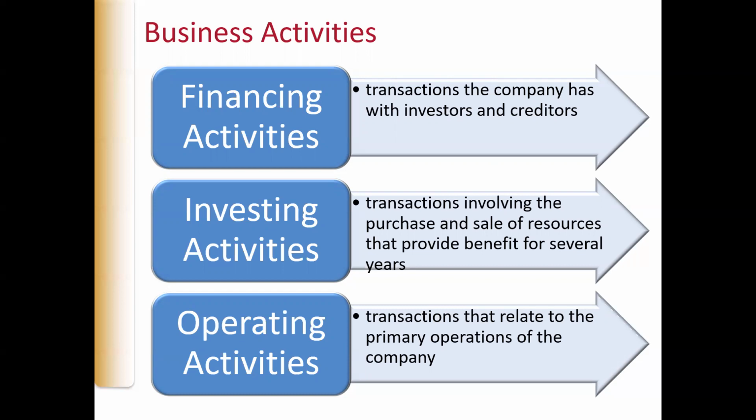A financing activity is transactions the company has with investors and creditors. So with stockholders and with lenders. Investing activities are transactions involving only the purchase and sale of resources that provide benefit for several years. In this example, we're talking automobiles, equipment, buildings, land. We're not talking supplies. That's an operating activity. The key here is the purchase and sale of resources that provide a benefit for several years. They're going to last over a year. The benefit exceeds a year.